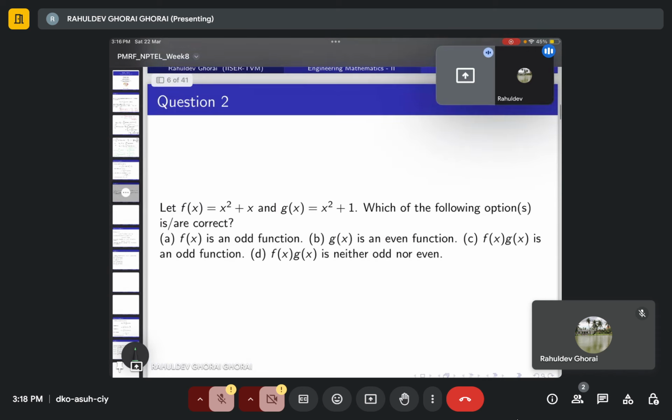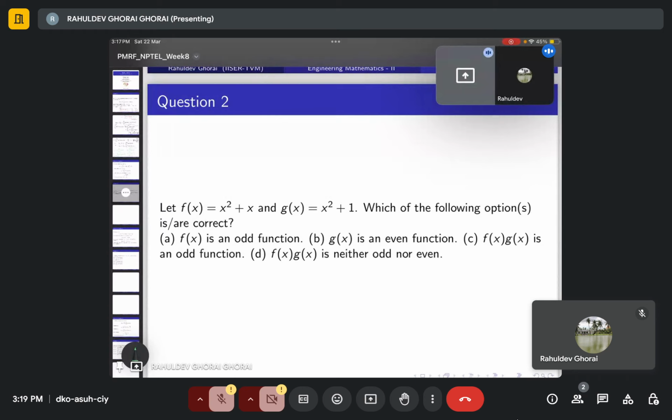Now we'll move to the next question, which is f(x) is given as x squared plus x, g(x) is given as x squared plus 1. Which of the following options are correct? f(x) is an odd function, g(x) is an even function, f(x)g(x) is an odd function, f(x)g(x) is neither odd nor even. So this is nothing to do with Fourier series, I think. But yeah, I'll just try it. It's easy.